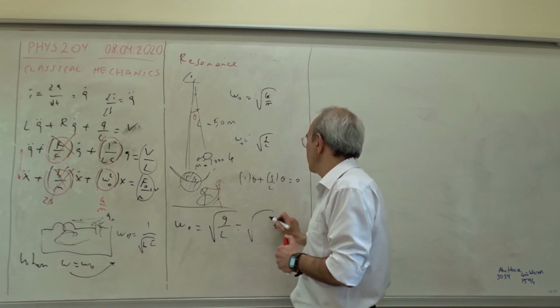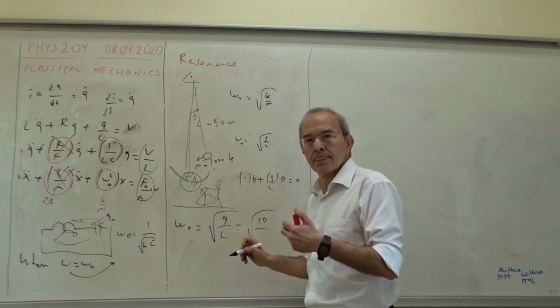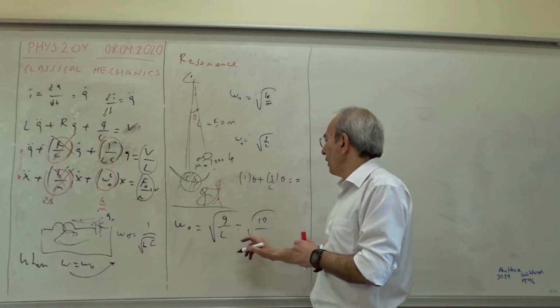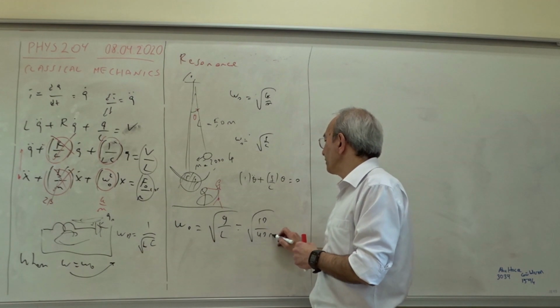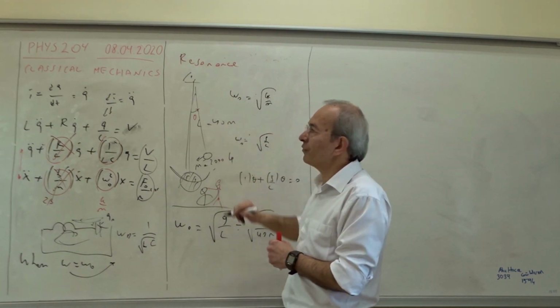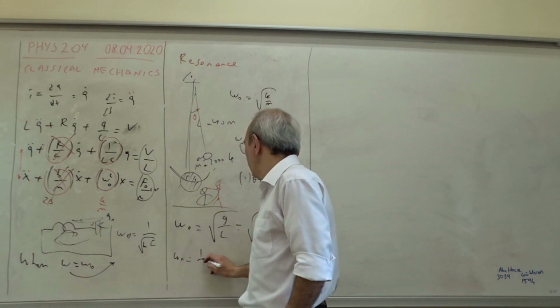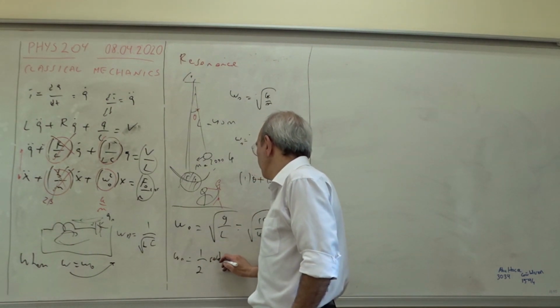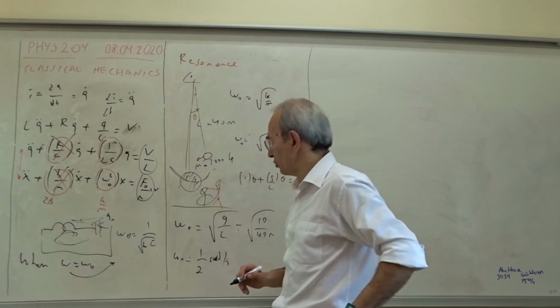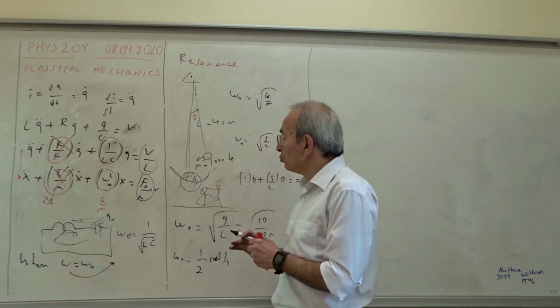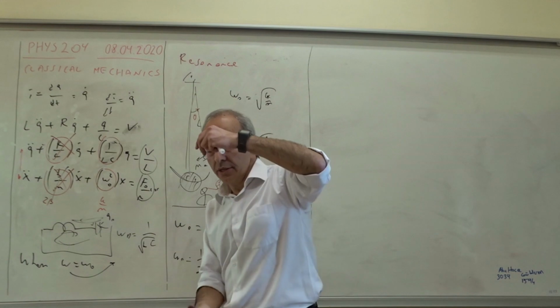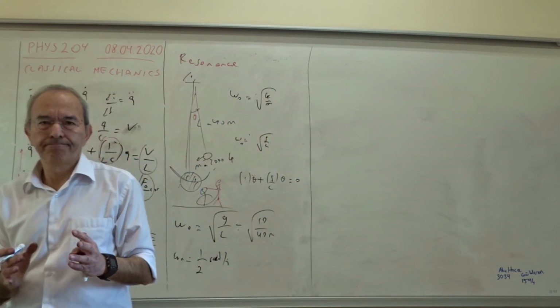g is, let's say, 10 in SI, and let L be 40 meters, okay? Let's make it not 50, but 40 meters. So 1 over 4, 1 over 2. Omega 0 is 1/2 radians per second. Now I assume that the pendulum is at rest.